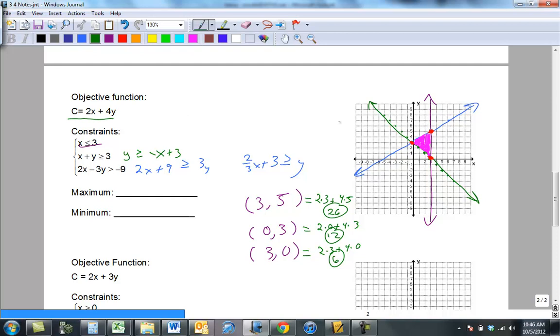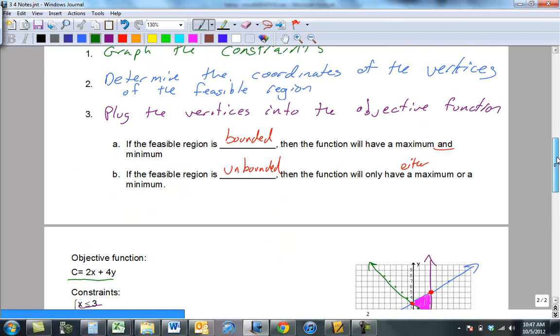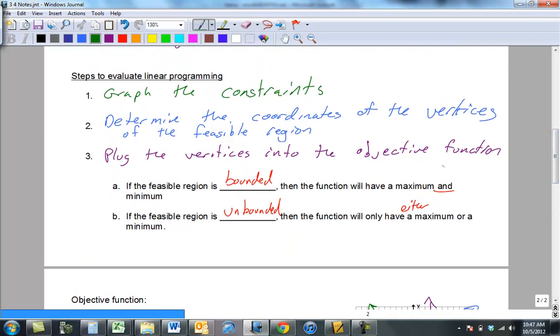So, with these vertices, our maximum value, you can see, is 26. So 26 is the maximum value. The minimum value, it's not 12, it is this 6. This 6 is the minimum, the smallest one that came out of these vertices. Now, you could pick any one of these pink points and plug it in here, and it's going to be somewhere between 26 and 6. All right, so this is a bounded region, so we have a maximum and a minimum value. Oh, that was step 3, right? We plugged the vertices into the objective function, and we found a maximum and minimum.